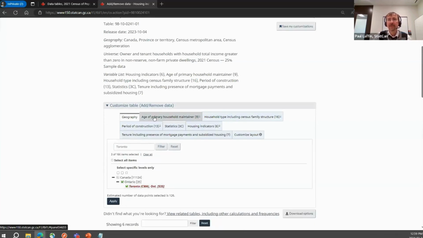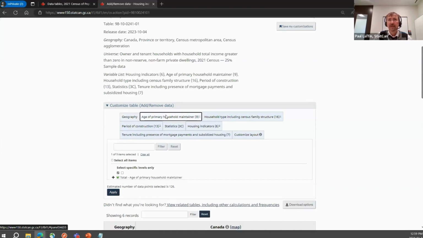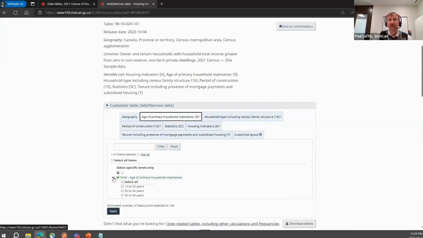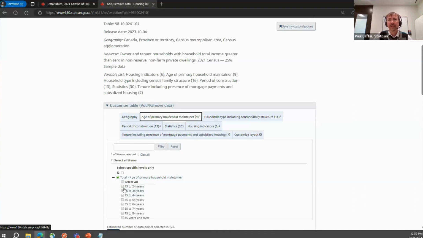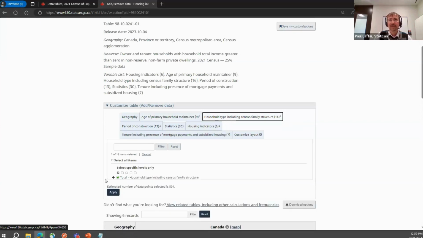Okay, so then you could make other selections. I haven't hit apply yet because I could do that at the end. What age of, this is looking at the total age of primary household maintainers, or you could just look at household maintainers who are within these age groups. In all of my data tables, I always like to include the total. In this case here, I want to look at persons age 65 to 74, 75 to 84, and then 85 and over, and so on. And so you could move on to the other categories.